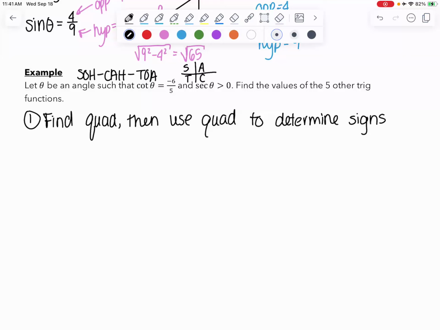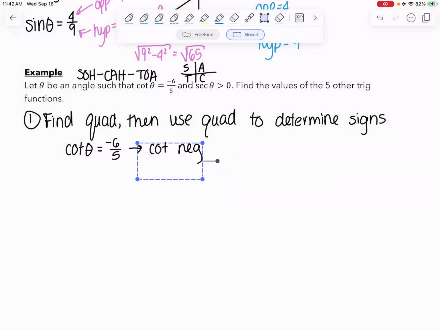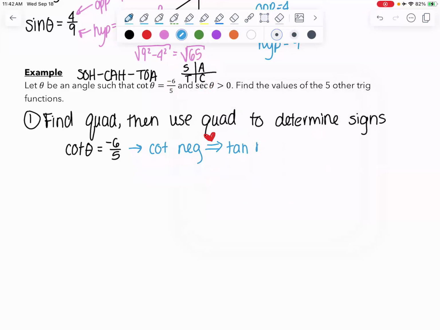All right. The information we were given: cotangent of theta is equal to -6/5, which to me means that cotangent is negative. That's not what matters as much as, let me make this a different color, make it stand out a tiny bit. I don't care about cotangent because I want to look at this All Students Take Calculus thing. So I care about his soulmate. Cotangent's soulmate is tangent. So if cotangent is negative, so is tangent.